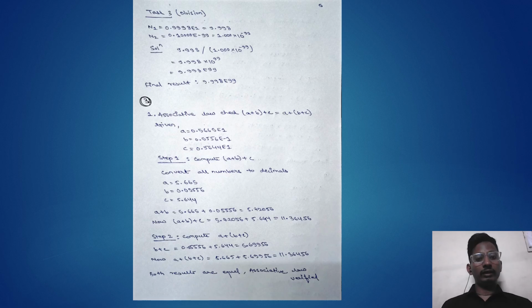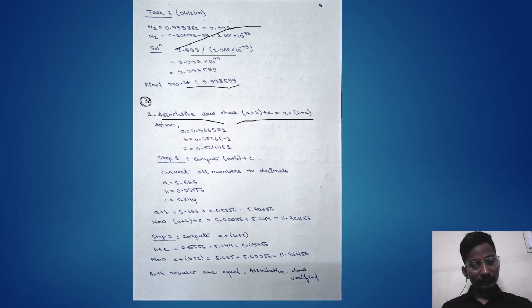The task 3 division. The N1 and N2, then the division of both of them, the final is 9.998 E 99. The associative law check: A plus B into 2 is equal to A plus bracket B plus C. Giving them both, the value is this.